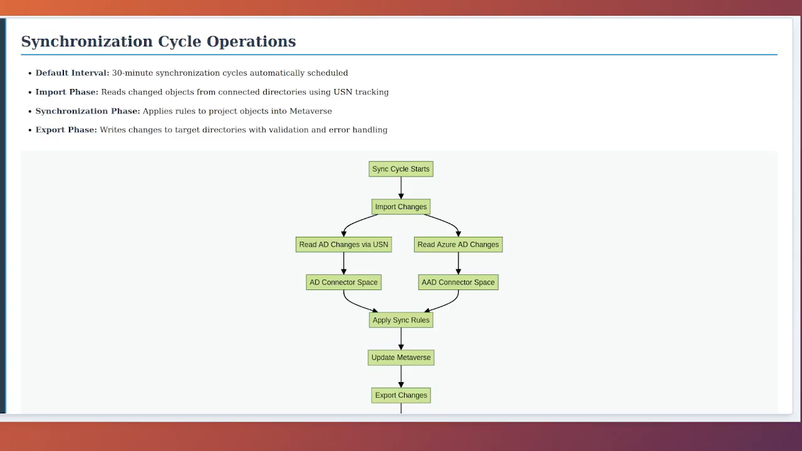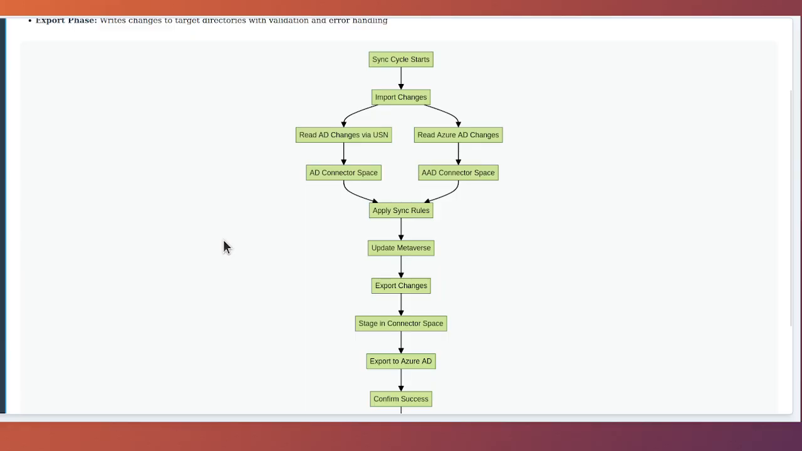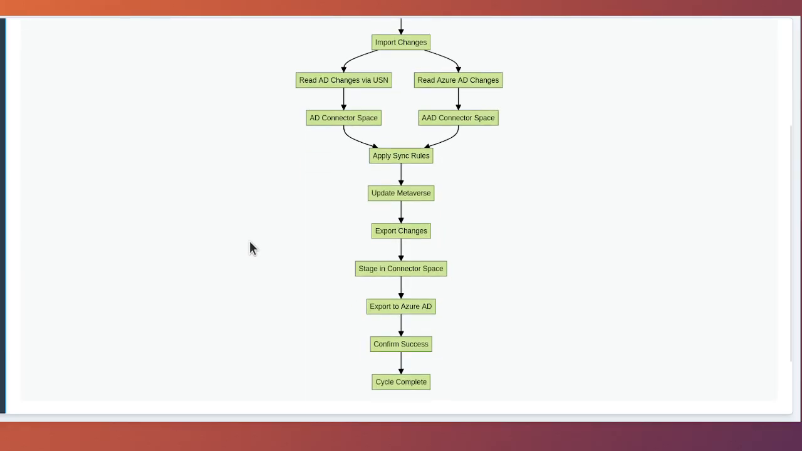Once the metaverse is updated with all changes, the engine performs export operations to write changes to target directories. For Azure Active Directory, objects and attribute changes are staged in the Azure AD connector space before being exported to the cloud.